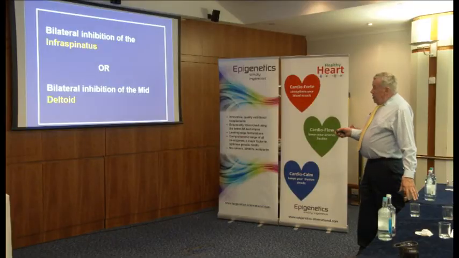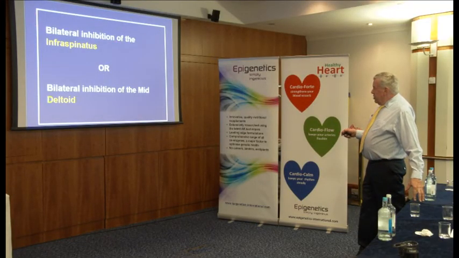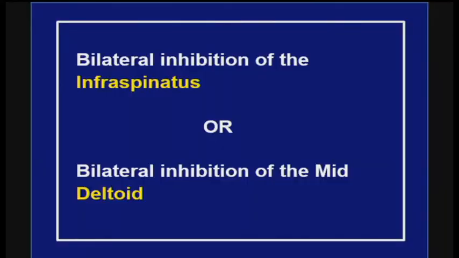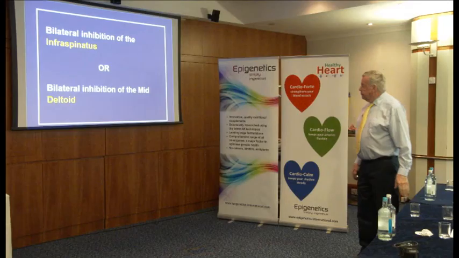So you find the thymus gland, which is just underneath the angle of Louis or the manubrial sternum, and you give it a firm tap 5 or 6 times, and then you start to see the weakness of the infraspinatus or the mid-deltoid occur. So what he found was bilateral inhibition of the infraspinatus, or bilateral inhibition of the deltoid muscles.